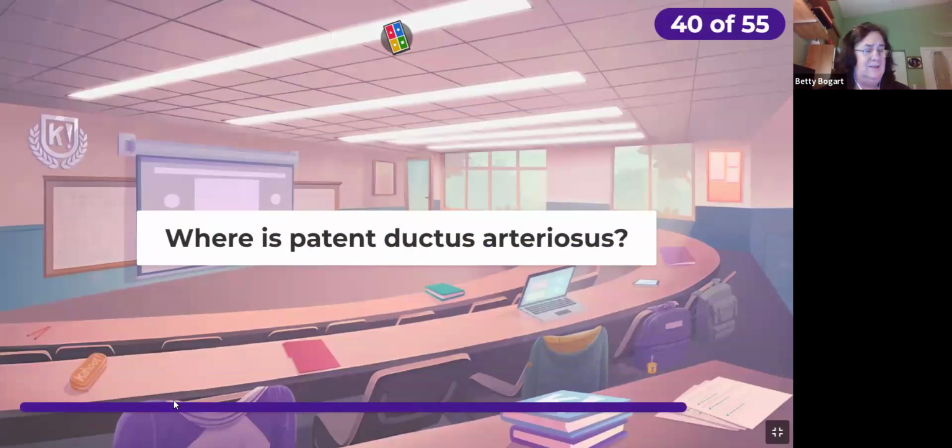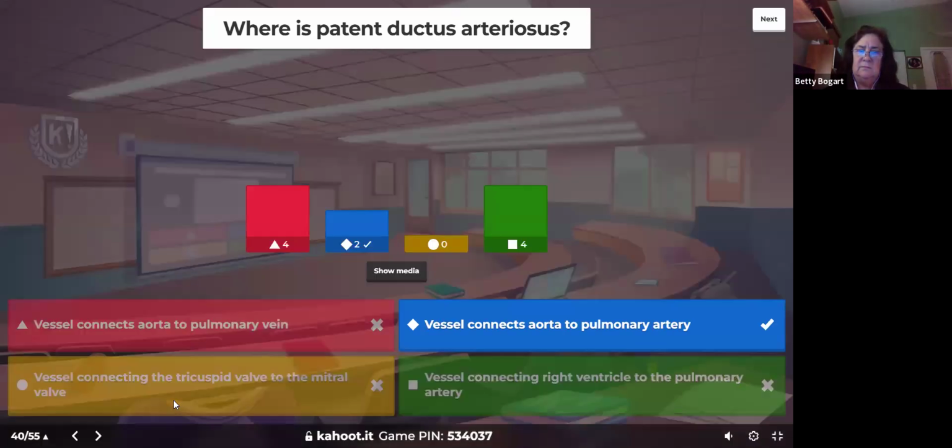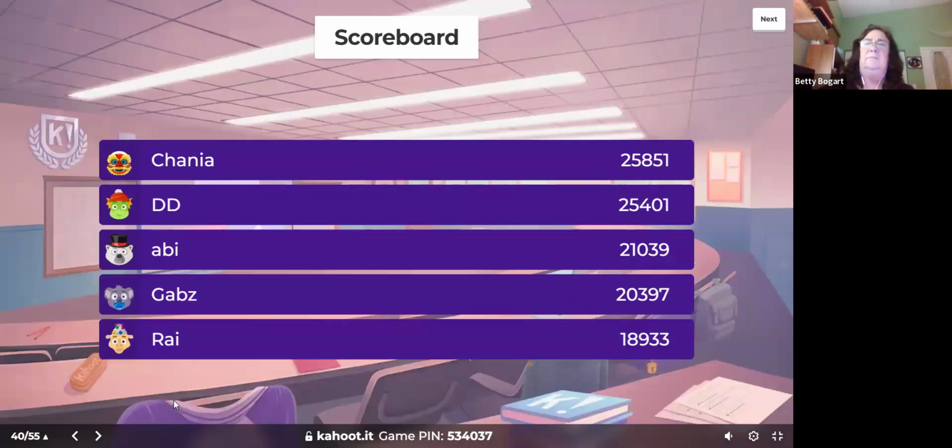Where is the patent ductus arteriosus? I've said it about 5 or 6 times already. What does it connect? Oxygen to the body. It connects the aorta to the pulmonary artery. Pulmonary artery has oxygen. It can get oxygen into the aorta and it can go to the body. Oxygenation, cardiac output.